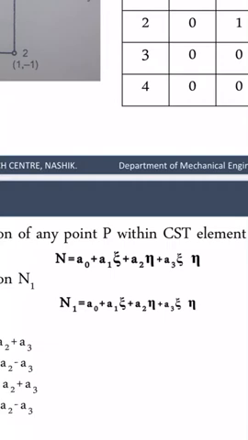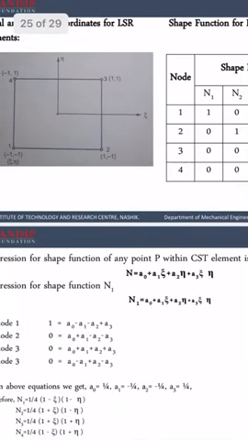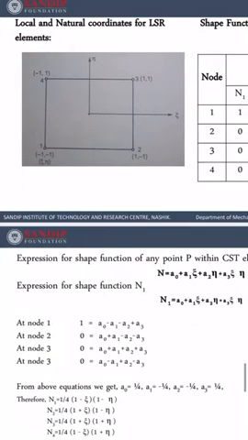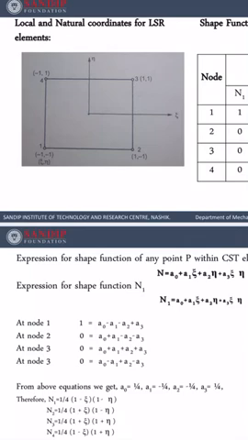So n1 will become a0 plus a1 zeta plus a2 eta plus a3 zeta eta. Now for node 1 we need to put the values of zeta and eta as well as the value of n1. Okay, so by putting these values we will get the first equation. For node 2, as we know that for node 2 n2 is equal to 0 for the first condition, so we need to write down these three.